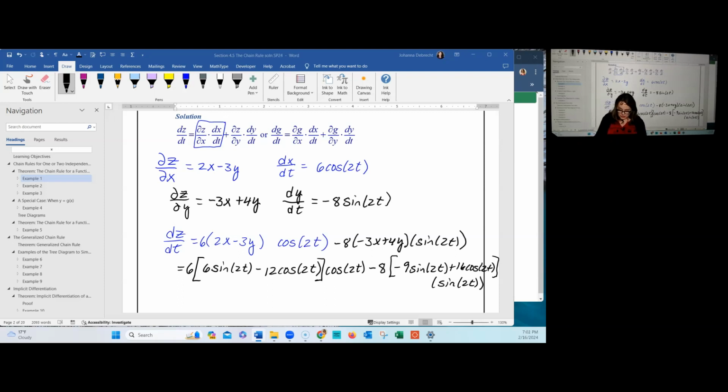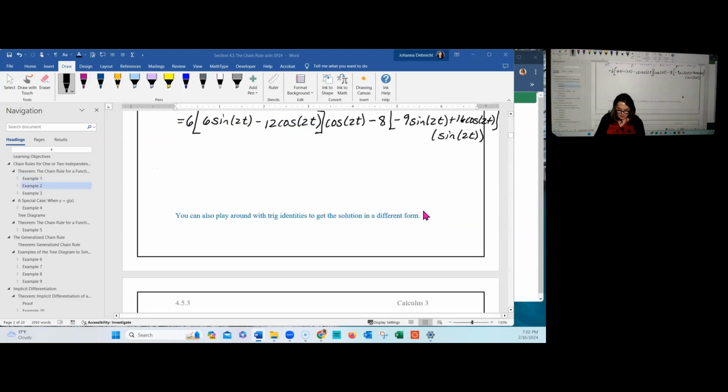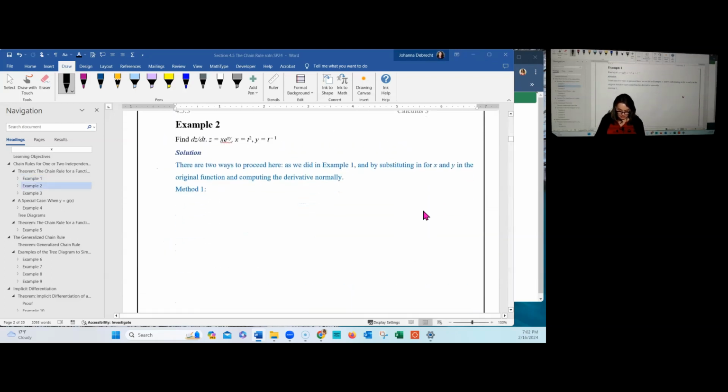Let's now move on to example 2. In example 2, we are given a function z equal to x times the exponential e to the xy power. We're told that x is a function of t, x equals t squared, and y is also a function of t, t to the negative first, or 1 divided by t.